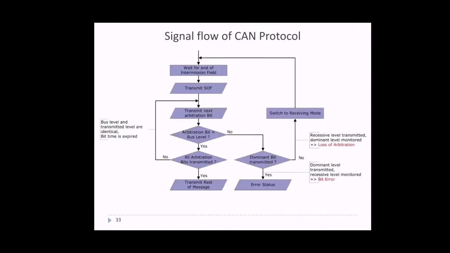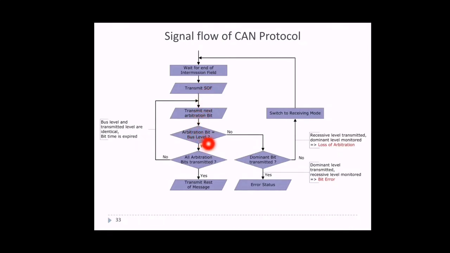Here is the simple flow of the CAN protocol, the signal flow. It waits for the end of transmission intermission field, so it will check before there is any transmission. After this it will start with SOF, transmit SOF, then it will transmit the arbitration field, as we have seen in the frame format.